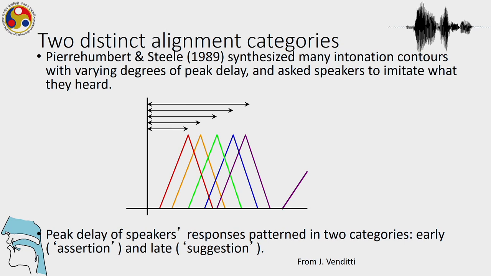Okay, so this is another text-tune alignment. Alignment with relation to syllables can have two distinct alignment categories. Pierrehumbert and Steele synthesized many intonation contours with varying degrees of peak delay and asked speakers to imitate what they heard. The peak delay of speakers' responses patterned in two categories, early and late. When they were asked to imitate, they would either imitate early or late, and the two patterns, early and late, have two different intonational meanings. One is assertion and the other is suggestion. So these could be understood as two different alignment categories. If it is early peak delay, then it is assertion. If it is late, it is suggestion.